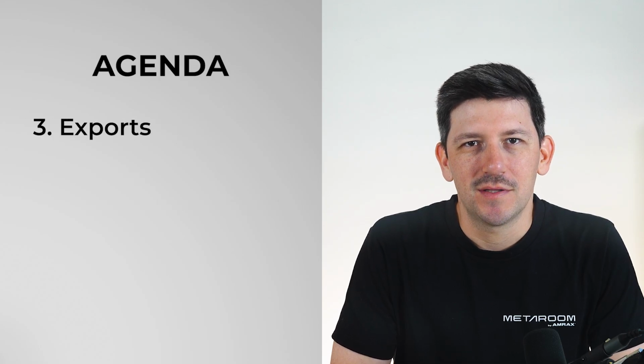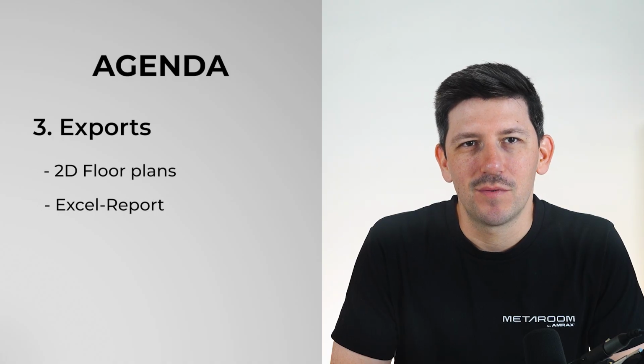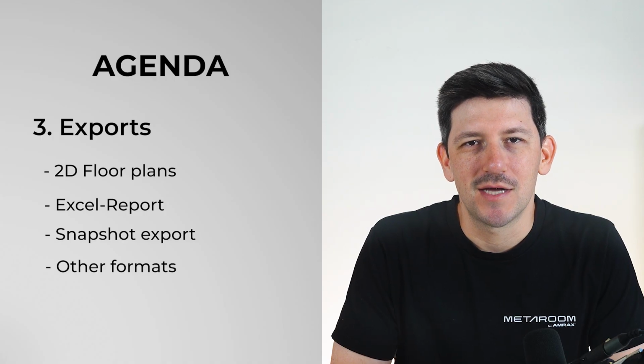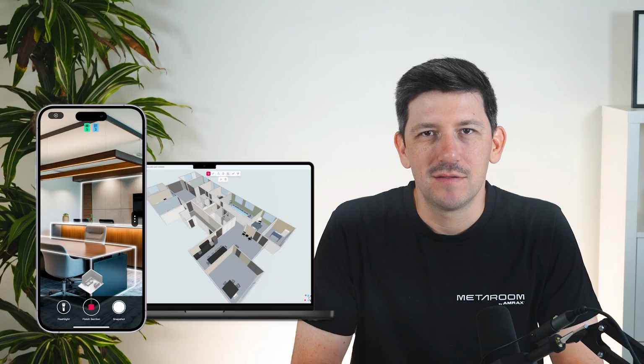The last part is all about exports. We'll look at the most important export options, including 2D floor plans, the Excel report, the snapshot report, and other formats you can use for planning or documentation. This way, you'll get a complete step-by-step overview, from the first scan through editing in the workspace, all the way to the finished export of your project data.